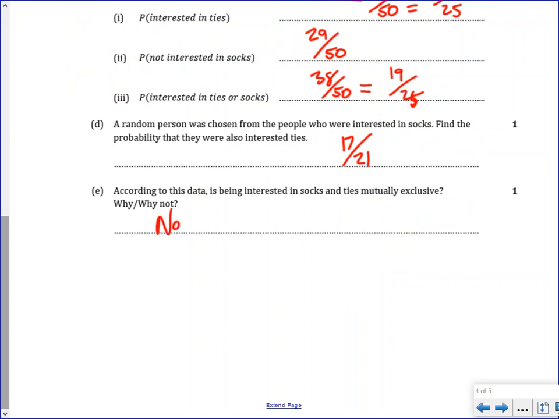So there are some people who like both. Essentially, just see if something is mutually exclusive. If there is a both section, it's no. If there isn't a both section, then yes, they are mutually exclusive. What mutually exclusive means is if you're one thing, you can't be the other thing.